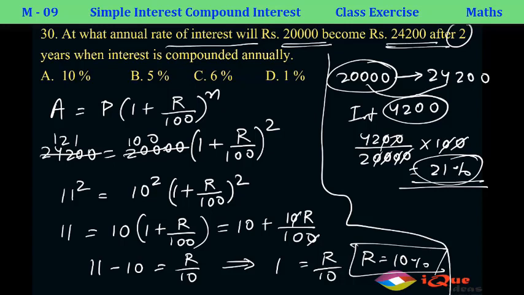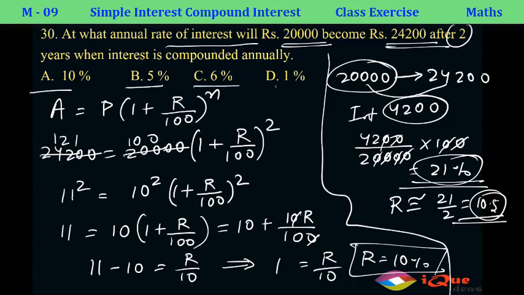So even if it was a simple interest situation, the rate must have been approximately equal to 21 by 2, that is 10.5. So the answer has to be very close to 10%. If you look at the options, 5, 6 and 1 are very far. So 10 has to be the correct answer, right? So we could have used the options also for this question.